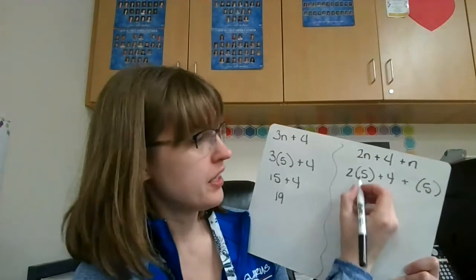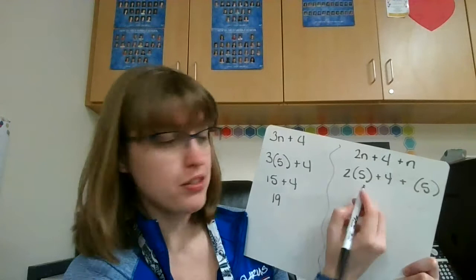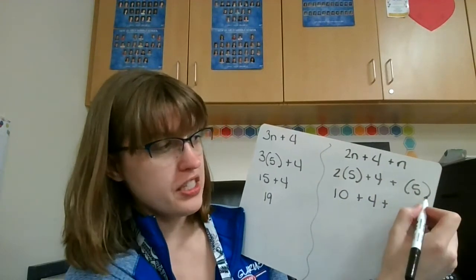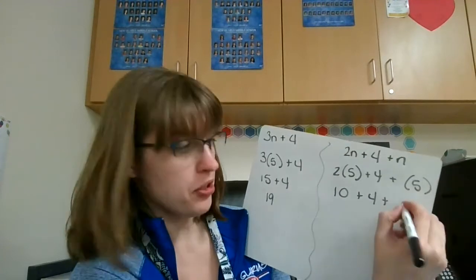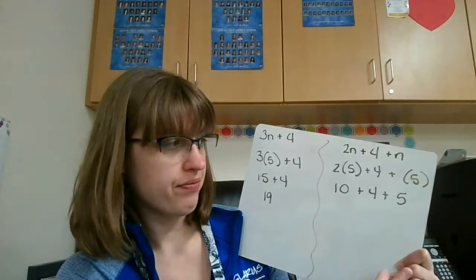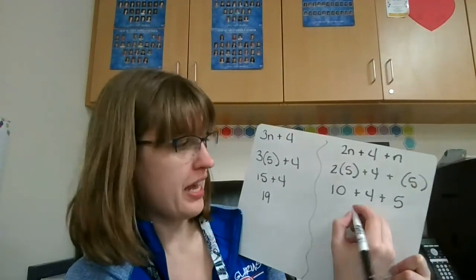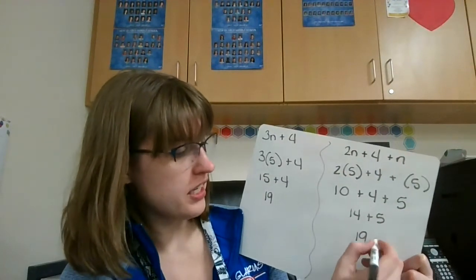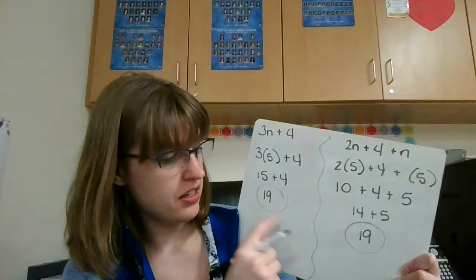Other side. 2n means 2 times n. So I'm doing 2 times 5 plus 4. Those parentheses aren't next to anything, so it's not multiplying, so I can just write 5. Now I can do my adding. 14 plus 5, 19. And look at that.